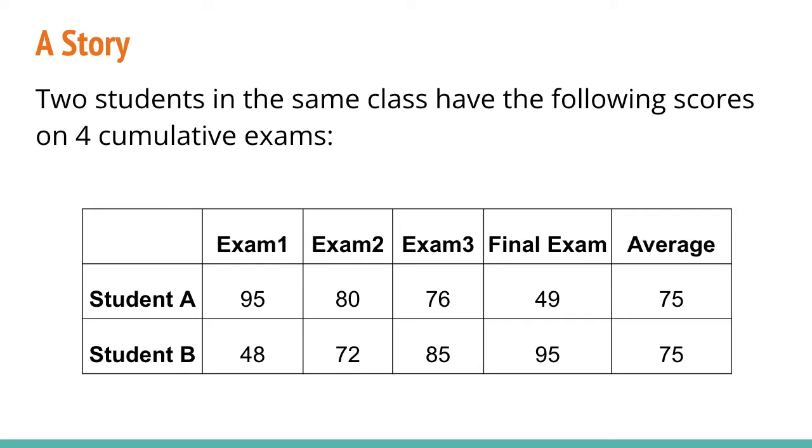Suppose that there are two students in the same class, and they have the following scores on 4 cumulative exams. Exams 1, 2, and 3, and then the final exam. You can also see at the far right, the average of the 4 exams is given. So I encourage you to maybe pause the video and then think about what you see before we move on. I'll give you a few seconds.